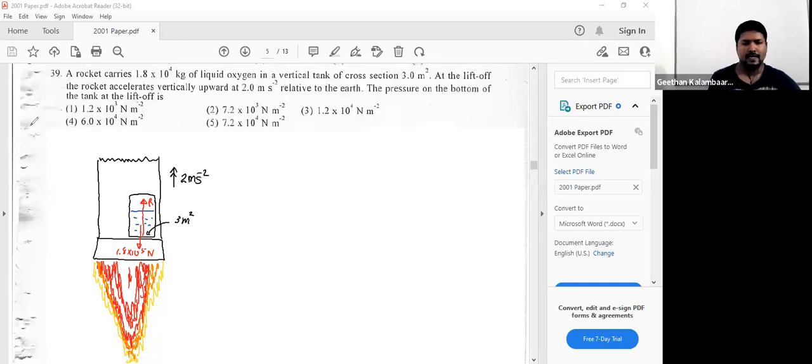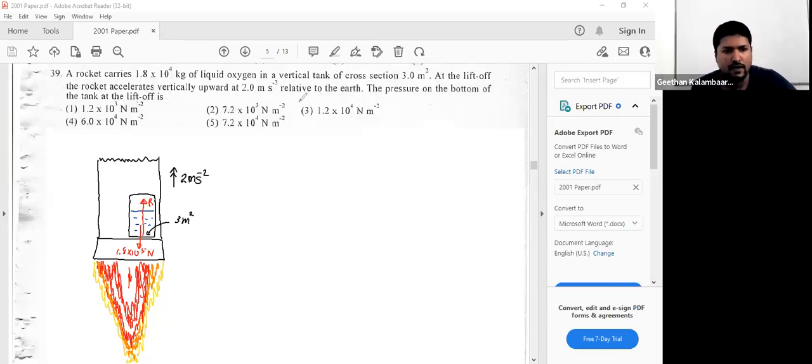In question number 39, they have explained that there's a rocket which moves with an acceleration in the vertical direction of 2 meters per square second. In that, there's a tank filled with liquid oxygen, which has a cross section of 3 square meters and also has liquid oxygen of 1.8 into 10 to the power 4 kilograms. And they're asking, at the liftoff, what is the pressure acting on the bottom surface of the tank, right?